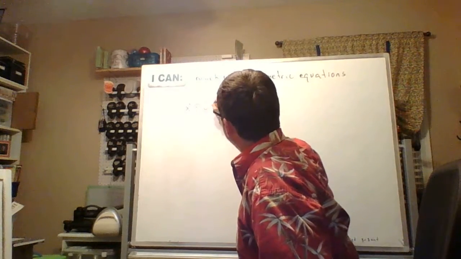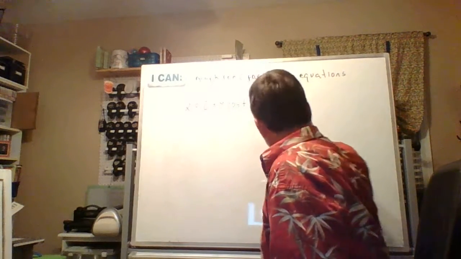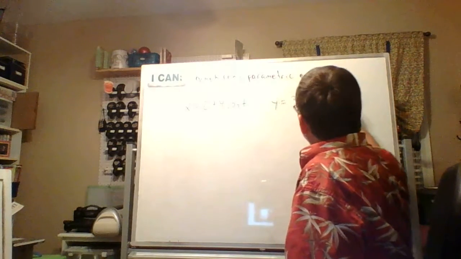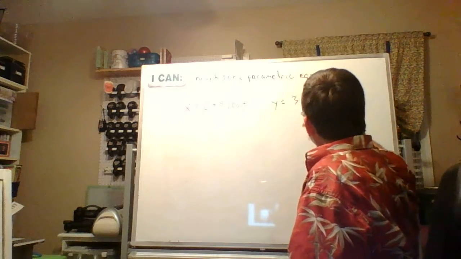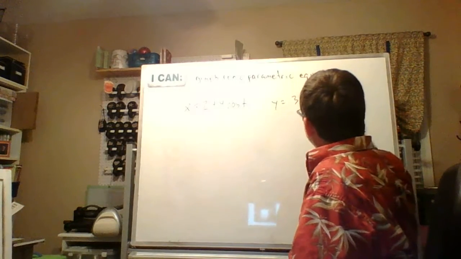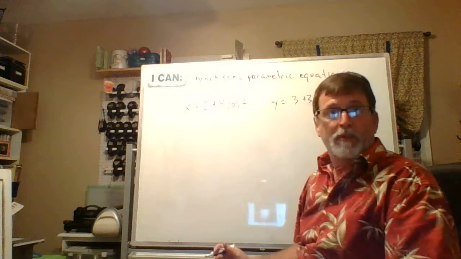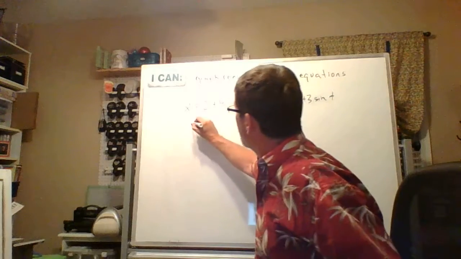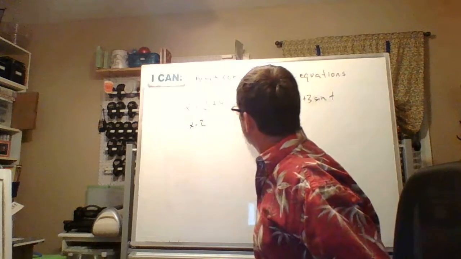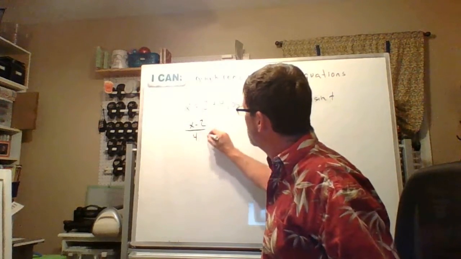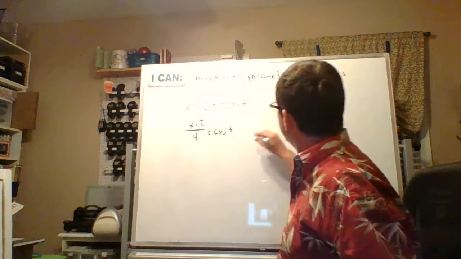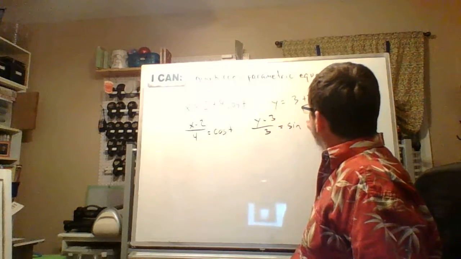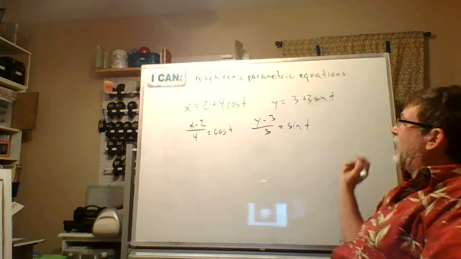X equals 2 plus 4 cosine t. Y equals 3 plus 3 sine t. Notice my handwriting hasn't gotten any better. Okay, almost the exact same thing. I'm going to solve for the cosine of t. I'm going to subtract 2 and divide by 4. X minus 2 is equal to 4 cosine t. So x minus 2 over 4 is equal to cosine t. And y minus 3 over 3 is equal to sine t. Subtracted 3, divided by 3.